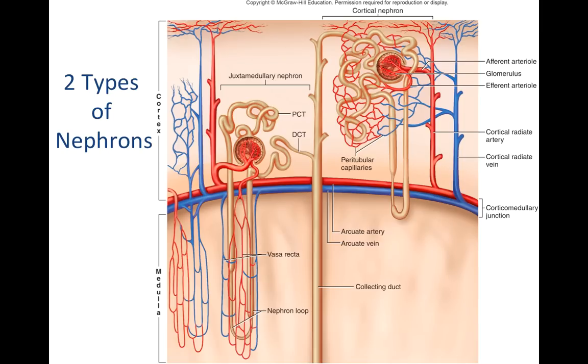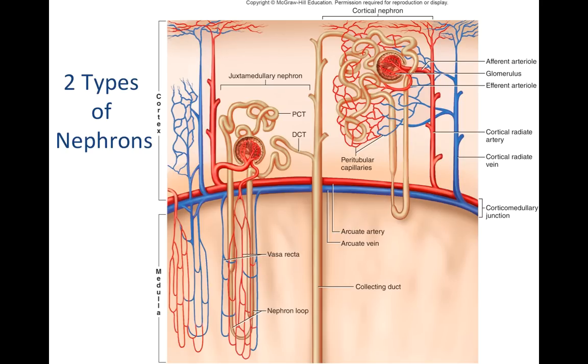Hey everybody, I wanted to talk about juxtamedullary nephrons and different countercurrent mechanisms that are used to establish the concentration gradient in the renal medulla and what this means for ADH production, ADH secretion.